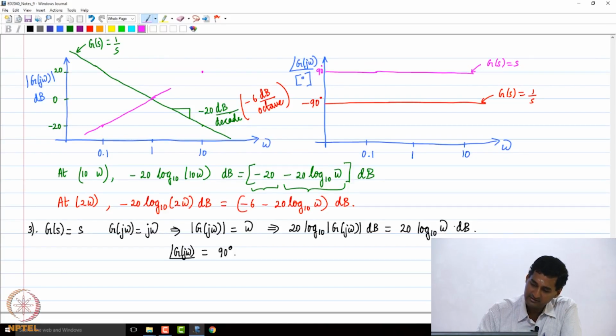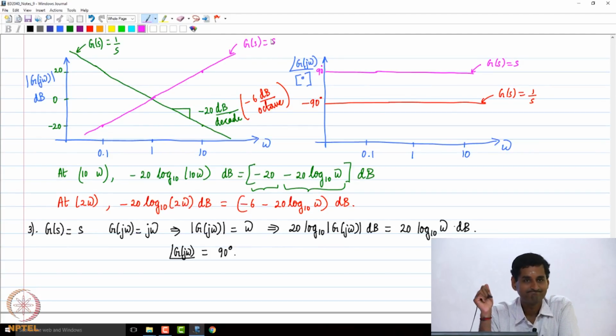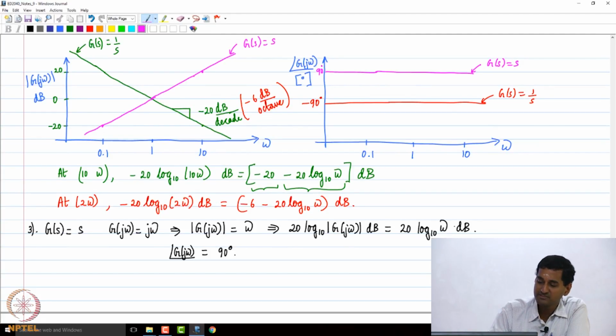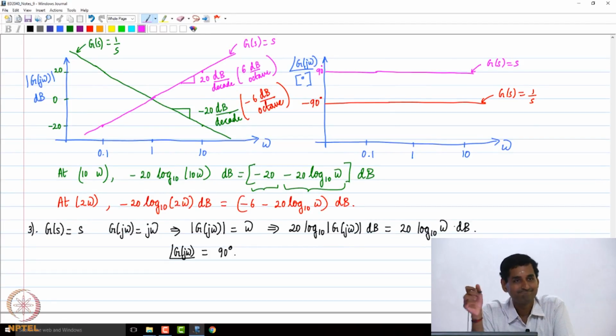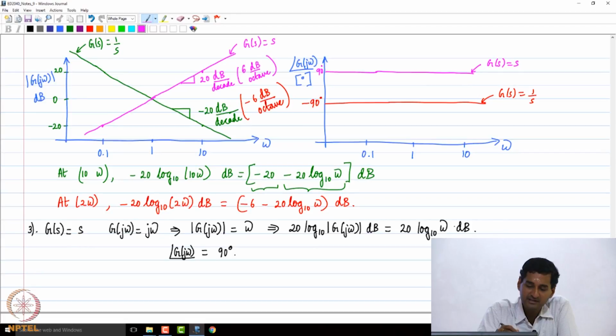So now if I join this, this is going to be in this way. Okay, so this is the magnitude plot for the factor s. So what do you think is the slope of this curve? Once again a straight line. It's going to be plus 20 decibels per decade or 6 decibels per octave, right? That's going to be the slope of this curve. Okay, so that's the difference, right?